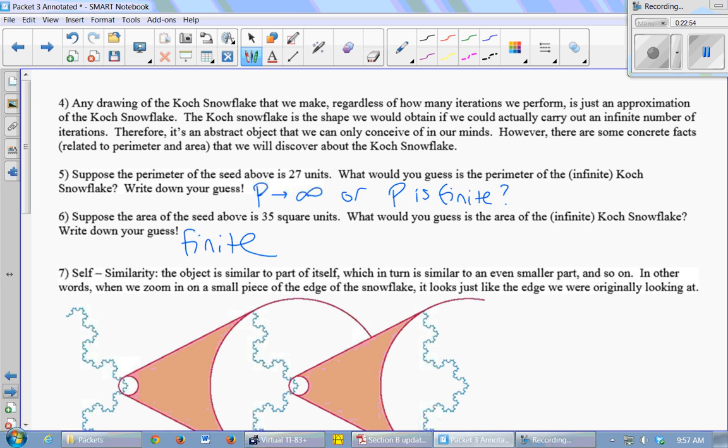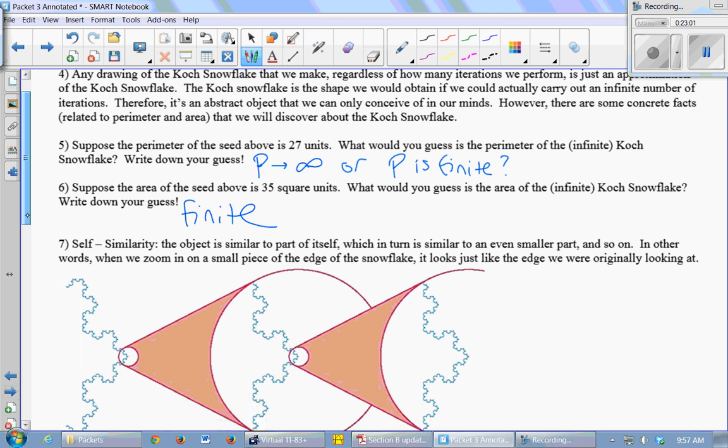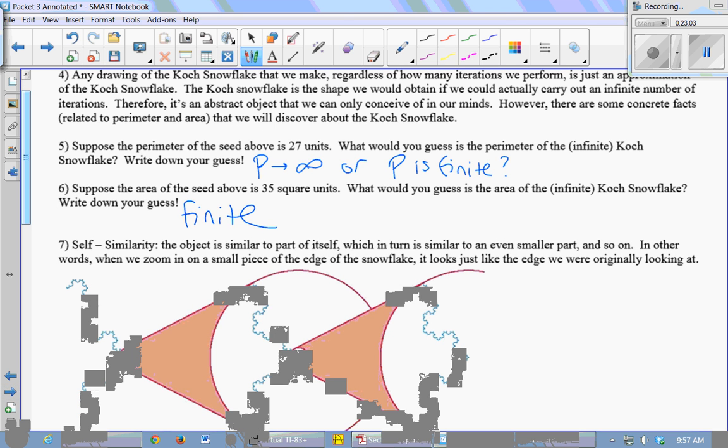Because I could draw this all on one piece of paper. I could draw as many iterations as I want and not leave a single sheet of paper. All right, so we'll come back to these two and investigate. Question 5 still is up in the air. Yep.